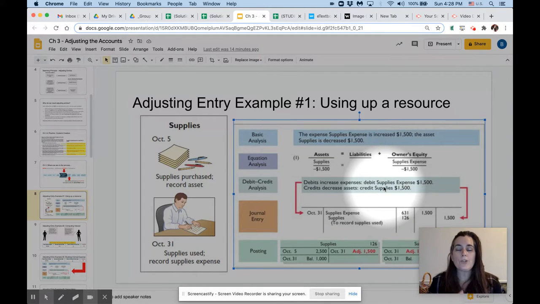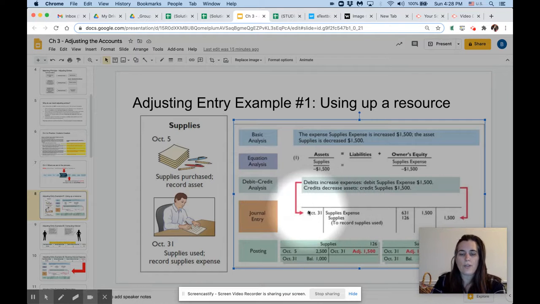So if it helps, go back to your notes, maybe rewrite your notes in terms of our T accounts showing an asset going down and an expense going up. Okay, it's here on the slide, but it might help to rewrite it using the notes that you've already gotten used to and kind of how you're thinking through this process.